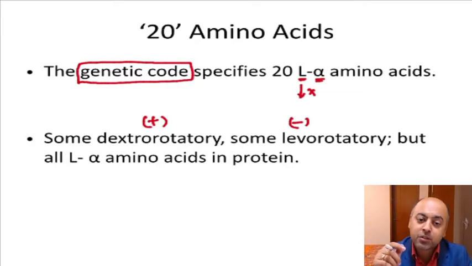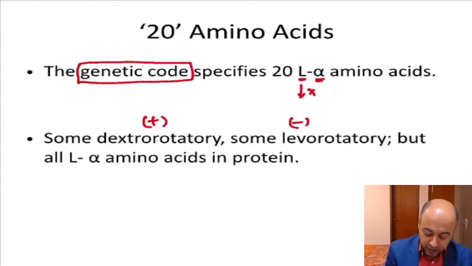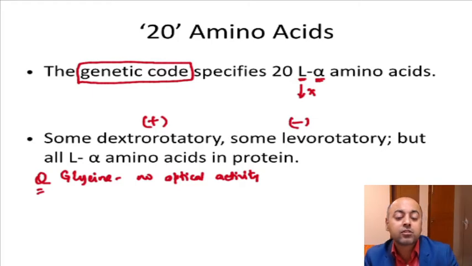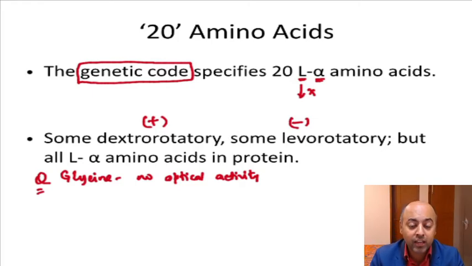Okay, so remember, some amino acids are dextrorotatory, some are levorotatory. Which amino acid doesn't have optical activity? The answer should be glycine. Glycine doesn't have optical activity. Okay, this is a very simple straightforward question which you have to remember. The simplest amino acid glycine does not have any optical activity. All other amino acids are going to have optical activity.